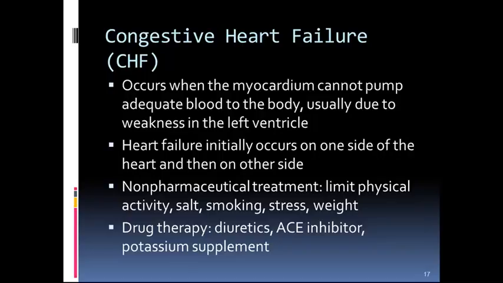Drug therapy that can often be prescribed is diuretics to decrease the workload of the heart, and ACE inhibitors, which also decrease the workload of the heart. Oftentimes these patients need a potassium supplement because the diuretics deplete the potassium, which can affect the heart rhythm.